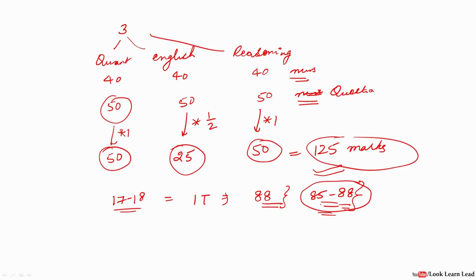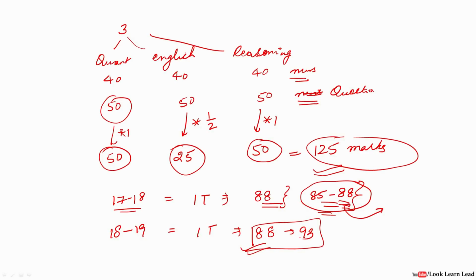So at least you have to score 88 this time, because the range of the cutoff would be greater than this. For the year 18-19, the cutoff for IT Officer can range from 88 to 93. So you have to score around 93 marks, because some questions may be attempted wrong or incorrect, and then you could score in between these ranges. So you have to plan your exam accordingly.